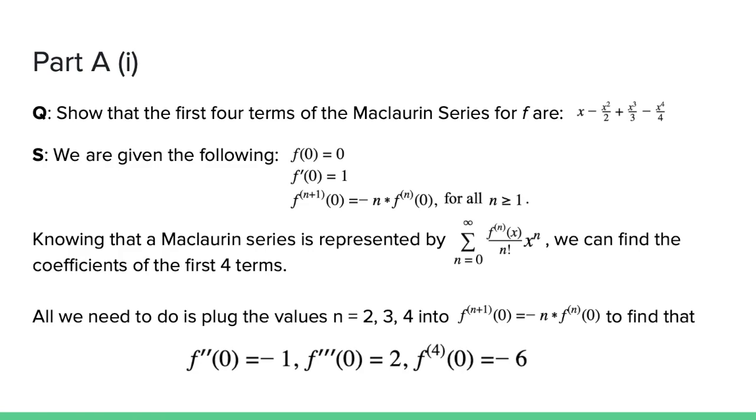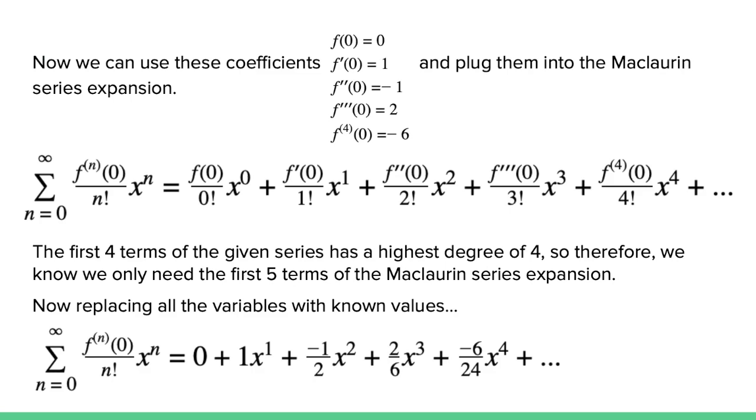All we need to do is plug in the values of n equals 2, 3, and 4 into the formula given above. We find that the second derivative evaluated at 0 equals -1, the third derivative equals 2, and the fourth derivative equals -6. We can then write out the first five terms of the Maclaurin series, which has a highest degree of 4, matching the highest degree of the first four terms we want to find.